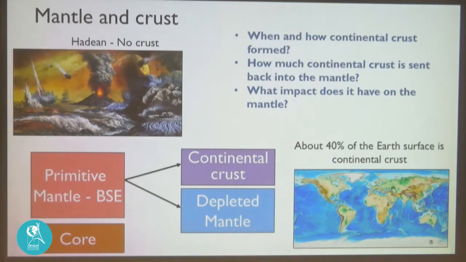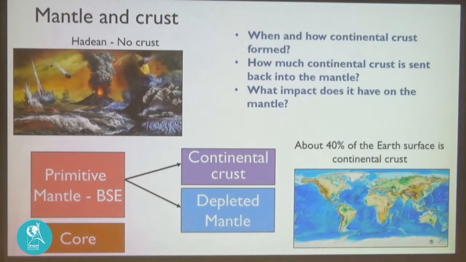From a geochemist's point of view, the differentiation is very simple. It's boxes. We have the core that was formed at the very beginning of the Earth, and then there was a starting material that we call the primitive mantle or bulk silicate Earth. This part of the Earth differentiated to create the crust and the mantle, the residual mantle. About 40% of the Earth's surface today is continental crust. The rest is oceanic crust.